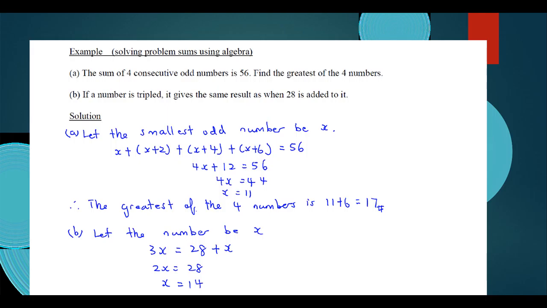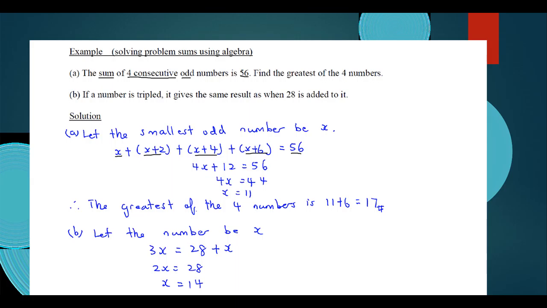Now next, I have to read the piece of information. They say that the sum of the 4 consecutive odd numbers is 56. So I try to form an equation using this piece of information. So I add up the 4 consecutive odd numbers, 1, 2, 3, 4, all added together to be equal to a sum of 56. So I form an equation. Now I just solve the equation to find the answer to one of the answers to my problem.